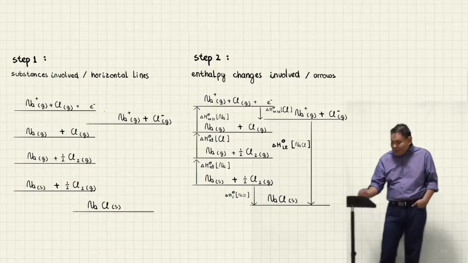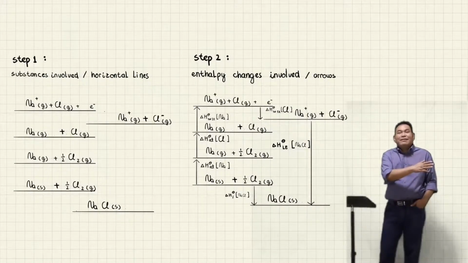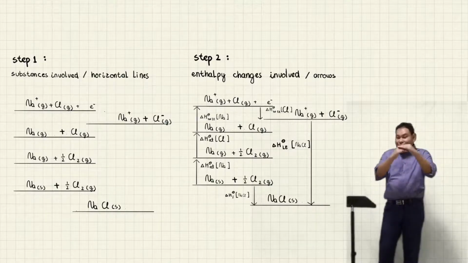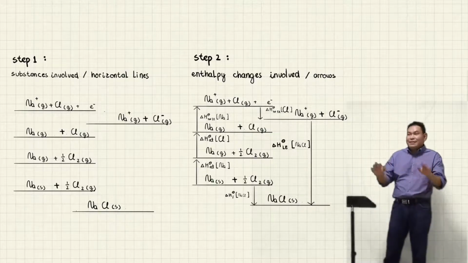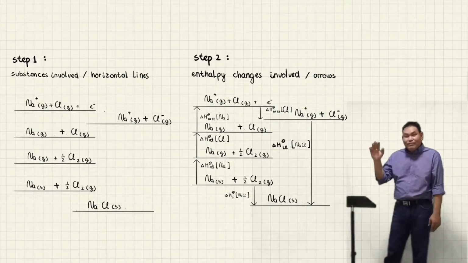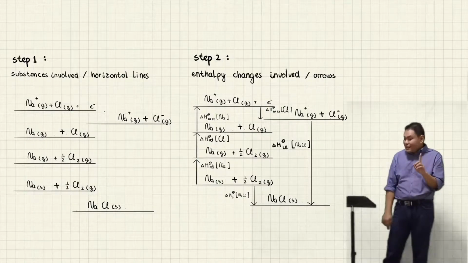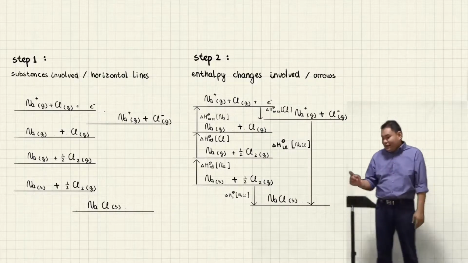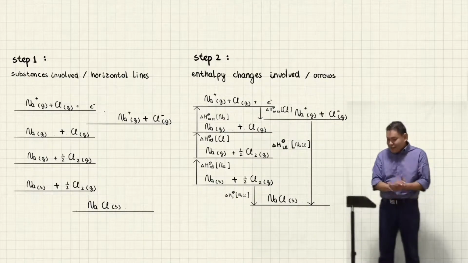Next page, you have two steps, similar to the energy cycle diagram. Step 1, we put the substances involved on the horizontal line. Second step, we put the arrow. The arrow represents enthalpy changes, either up or down arrow. Upwards for endothermic, downwards for exothermic. Next page.